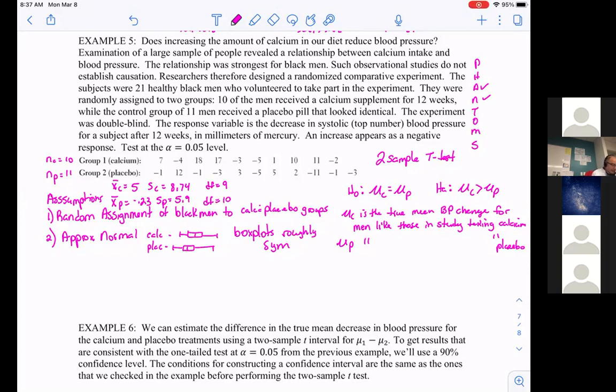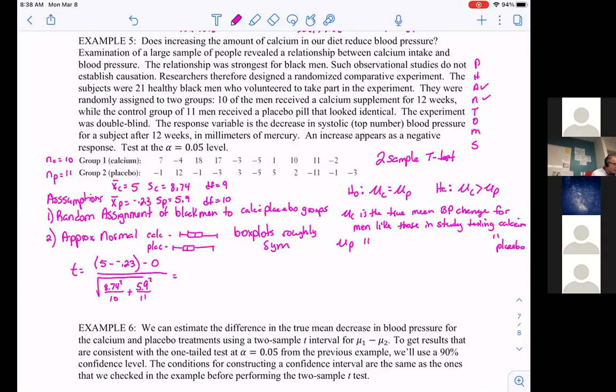So I'm asking you for one last test to write out a test statistic. That means my test statistic is going to be 5 minus a negative 0.23. That is going to be mean 1 minus mean 2, or the calcium mean minus the placebo mean. I don't need the equal sign in there. So I'm expecting a difference of 0, divided by my standard deviation, which is going to be 8.74 squared divided by 10, and then 5.9 squared divided by 11.